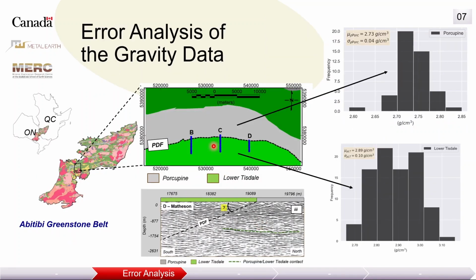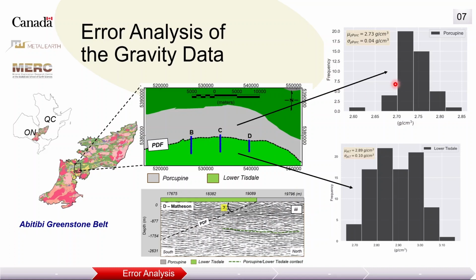For doing this, we have a smaller area just focused on the Porcupine Destor fault. At the north we have the Porcupine assemblage, which is lower density than the Tisdale at the south, so it allows us to have a difference in gravity measurements. So we select, at the south of the Porcupine assemblage, these three profiles here.